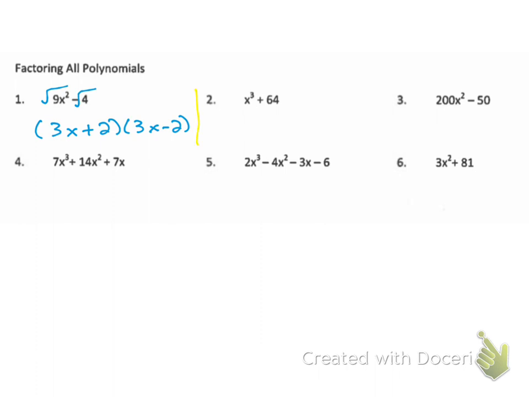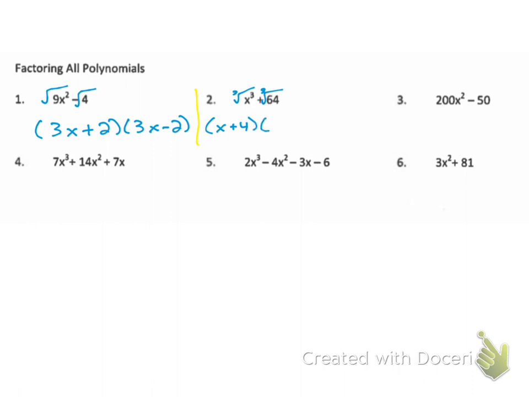Number 2, all right, two terms, addition sign in the middle. My exponent is odd, so I'm thinking sum of cubes. All right, so if I take the cube root of x cubed, that gives me x. If I take the cube root of 64, that gives me 4.